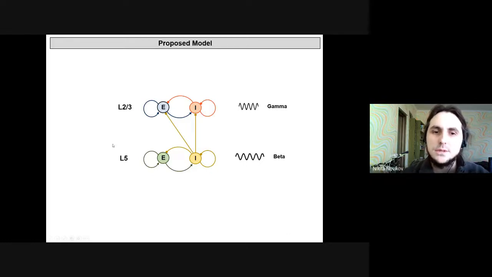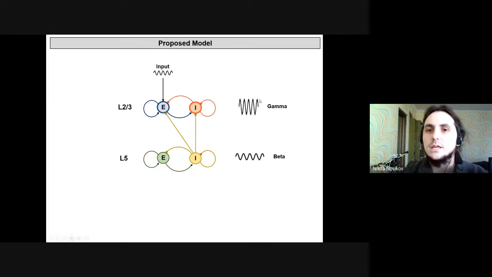Two simple excitatory-inhibitory oscillators: layer 2/3 and layer 5. Layer 5 is supposed to generate beta oscillations. Layer 2/3 is supposed to generate gamma oscillations. If we deliver gamma band input to L23, it will entrain this layer and increase its firing rate. So it's like an input of new information.